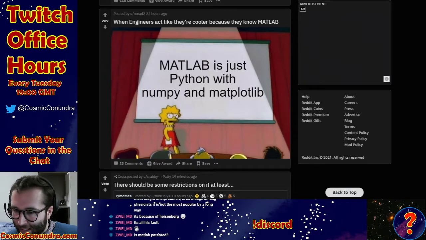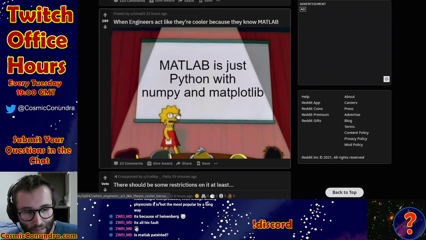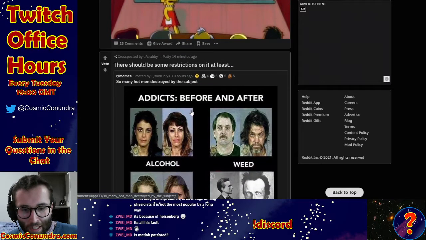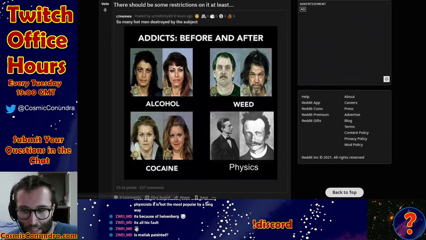Is MATLAB patented? What do you mean patented? I mean, you have to buy a license to get it. You can't just use it; Python you don't have to pay for. MATLAB you do have to pay for. You need a license to use it. I think luckily most universities will buy licenses for their students though. So I've never had to buy a license, luckily.